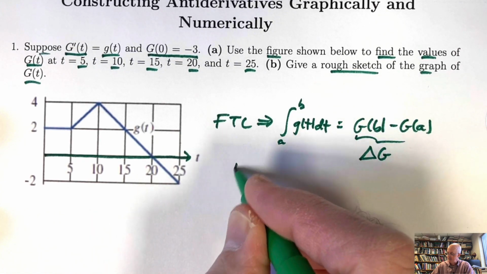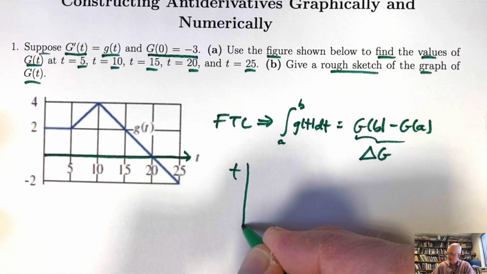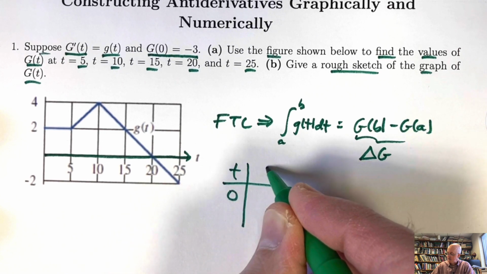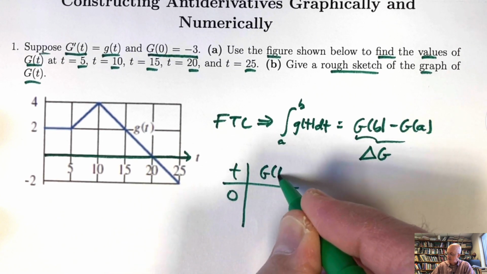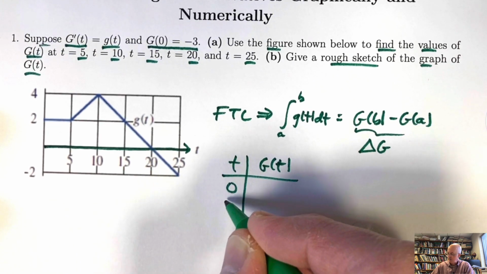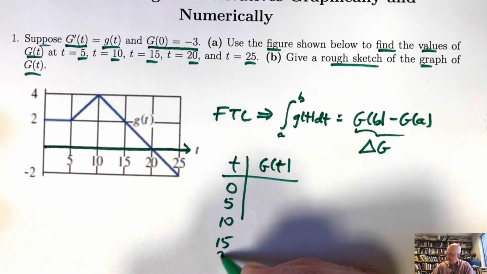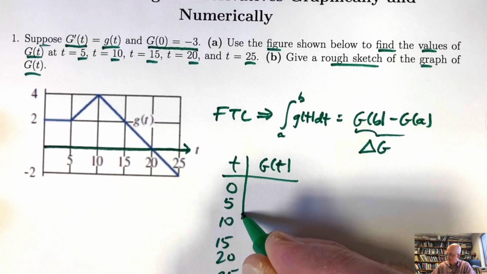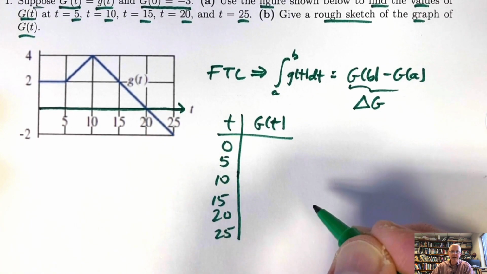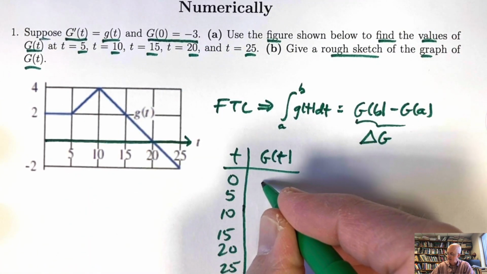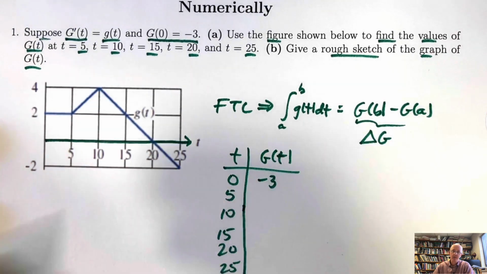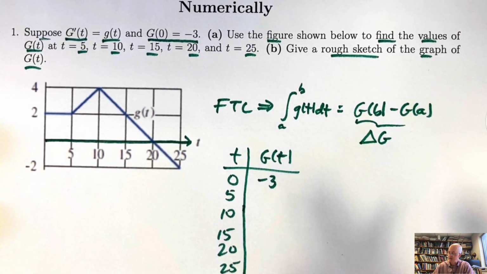So let's pick some different values of t, and then we'll also evaluate values of capital G of t. T equals 0, 5, 10, 15, 20, and 25 is what we're after in the problem. We're assuming capital G of 0 is -3, so that part is easy. Again, that's an arbitrary assumption. We could have assumed something different.